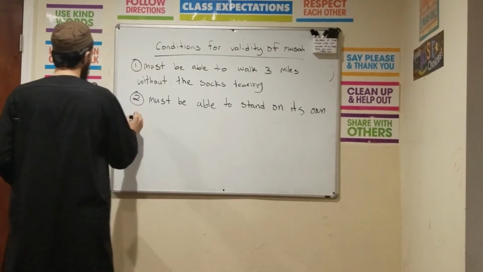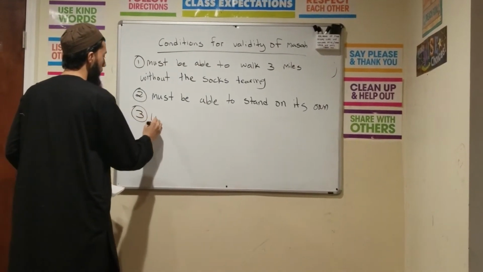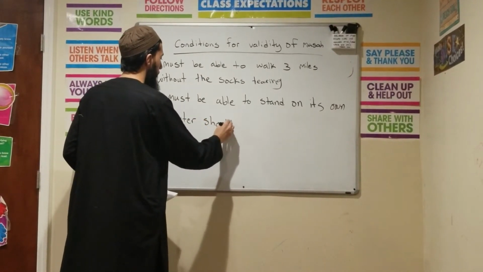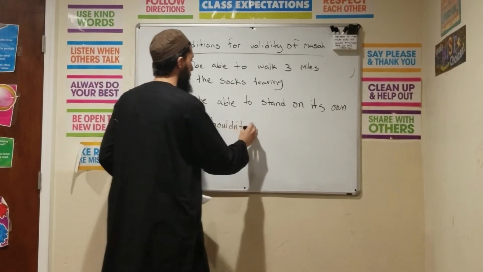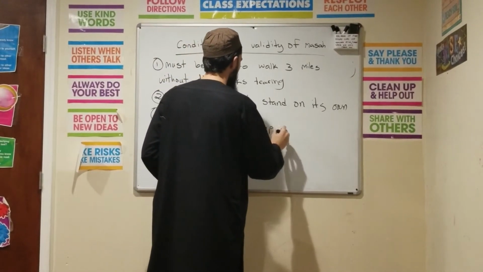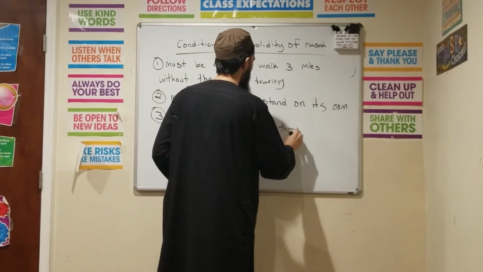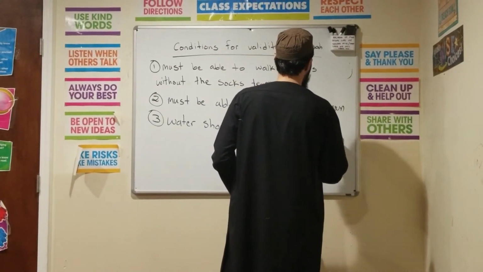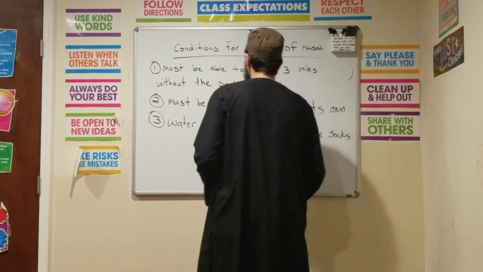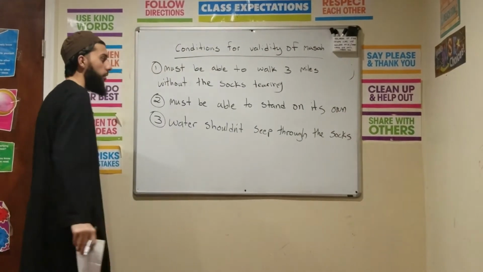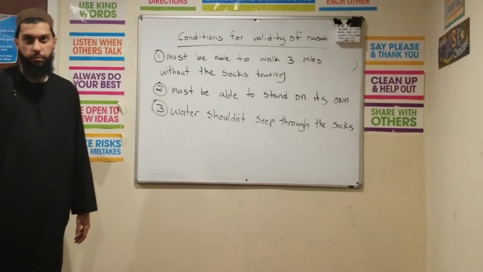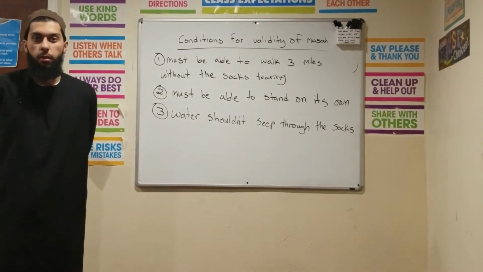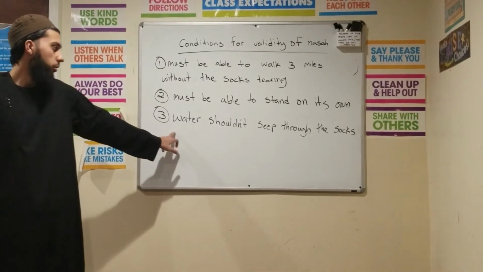The third is that water shouldn't seep through the socks. It has to be waterproof. Pretty much. Water resistant, yeah. I guess cotton socks fail all 3 of these. It wouldn't be water resistant, by the way. Water resistant means that it can still get wet if it's exposed to water long enough. The main thing is that water shouldn't seep through it.